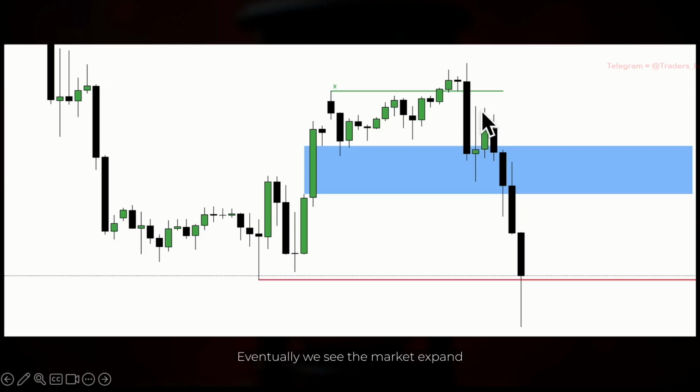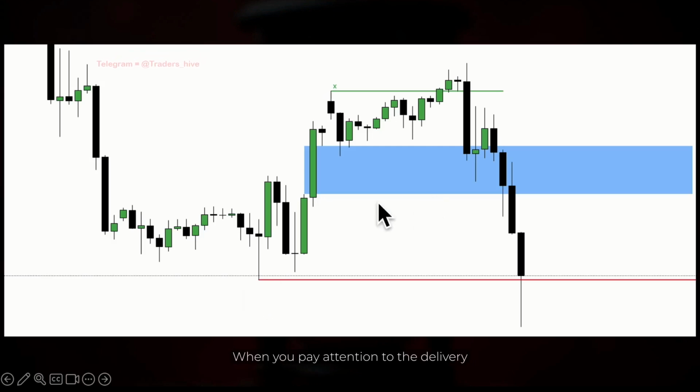Eventually we see the market expand towards the downside. And how do we confirm that the bearish institutional order flow is going to last? How do we know that we were right about point A being up here and point B being down here? This being a crucial sell side liquidity pool.